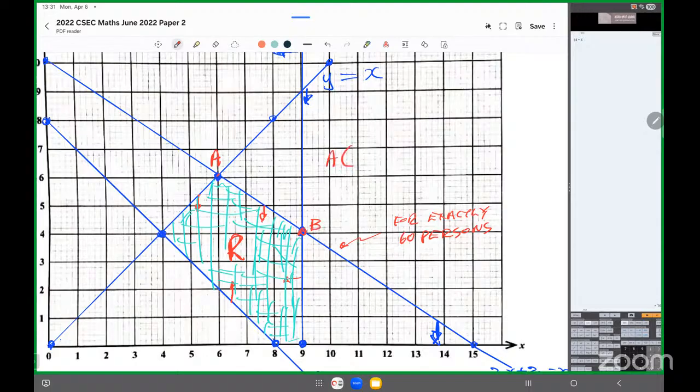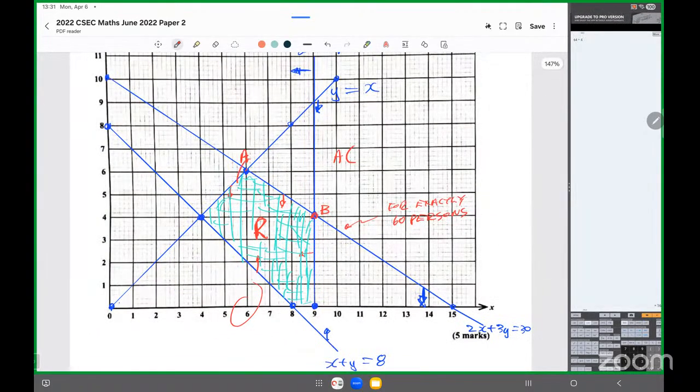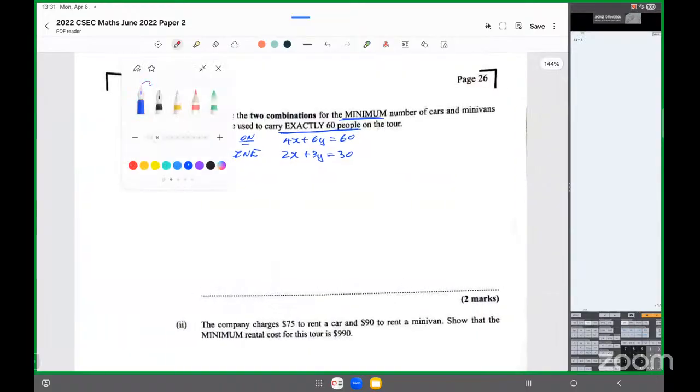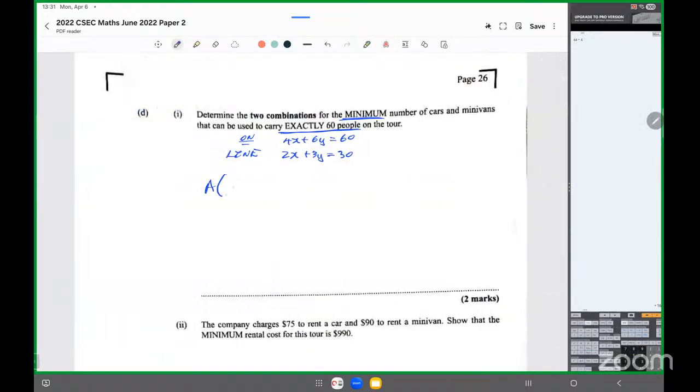A is the point 6, 6. You can carry 6 cars and 6 vans. Or B is 9 and 4. You can carry 9 cars and 4 vans. 6, 6 and 9, 4. That's a combination. So that's at point A, 6, 6. All right, B, 9, 4. And this one is 6 cars and 6 vans.